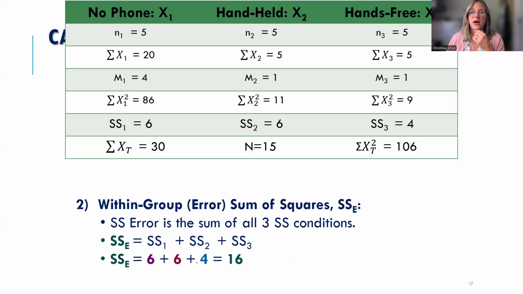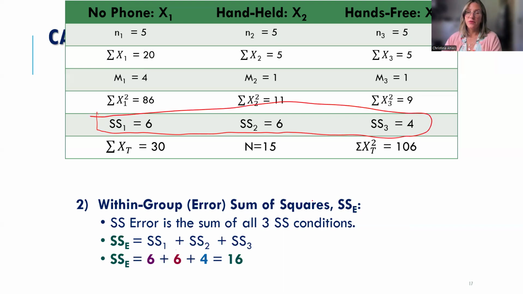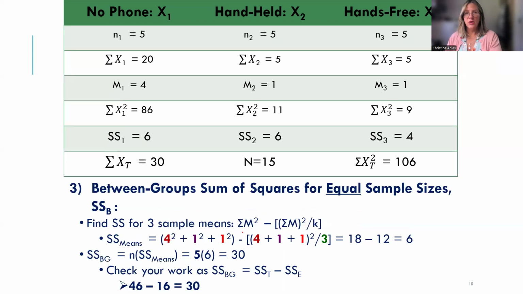So the next is our within group sums of square, or sums of square error. All we want to do is add all of our sums of squares together. We had 3 conditions, so we're going to add those 3 conditions. We already have those. Sums of square 1 plus sums of square 2 plus sums of square 4 is our sums of squares error. So 6 plus 6 plus 4 is 16. That makes our life simple. And then we could go back and plug that into our ANOVA table. We'll do that.